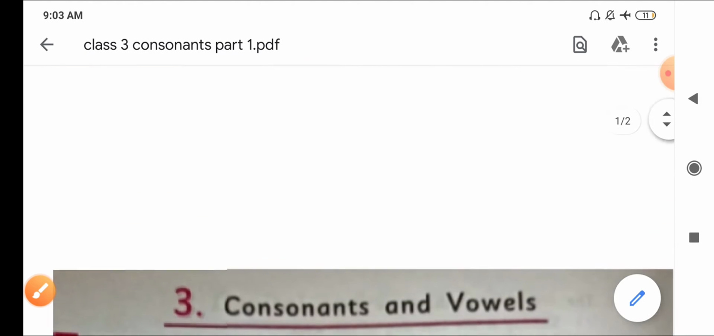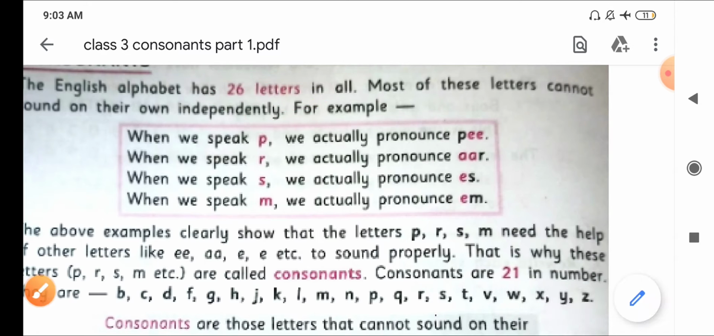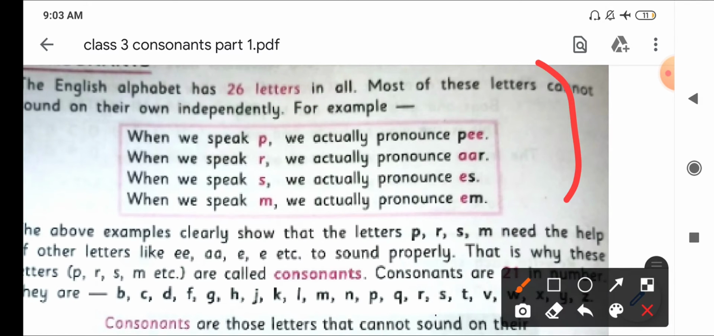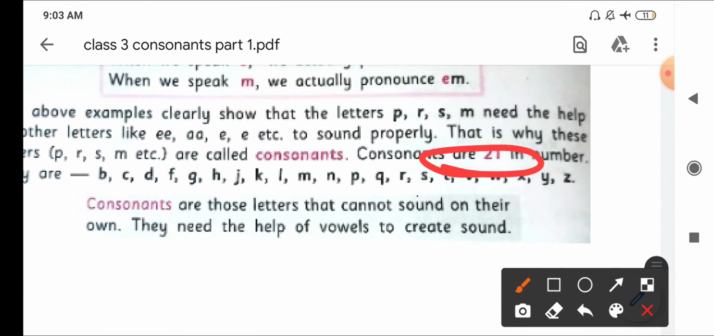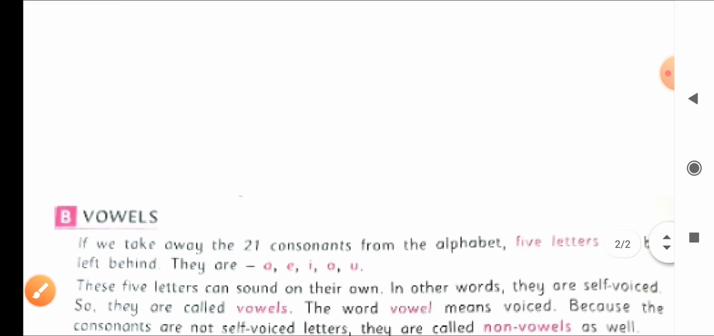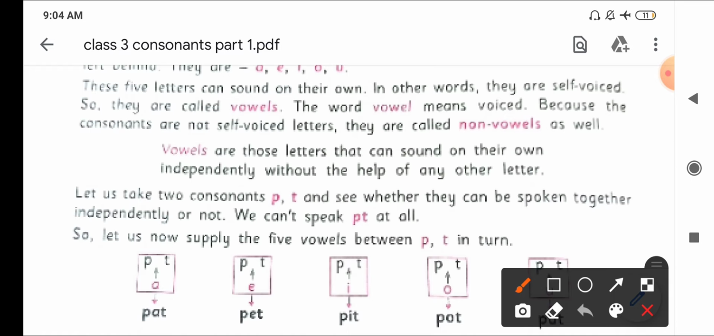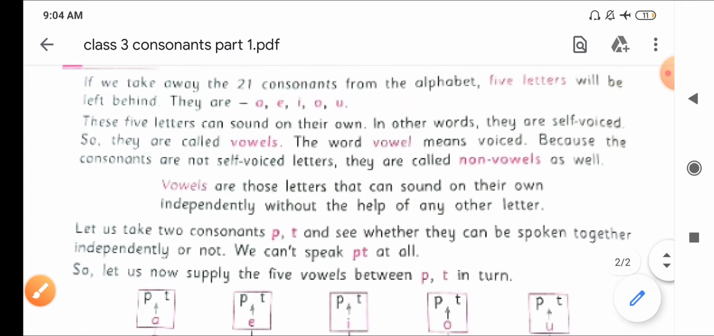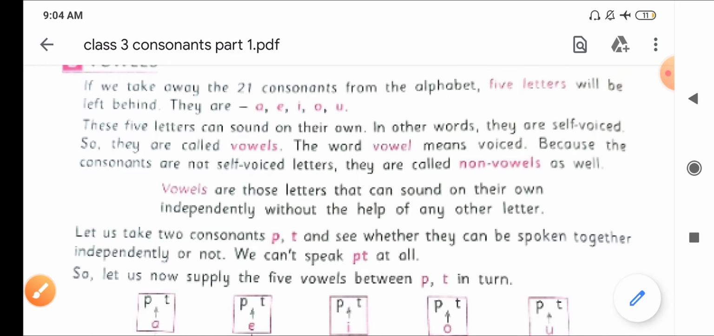We have seen there are 26 letters in the English alphabet, isn't it? And out of this, how many are consonants? 21, isn't it? So here 26 minus 21 gives us 5. So these 5 letters which are left behind are called vowels.